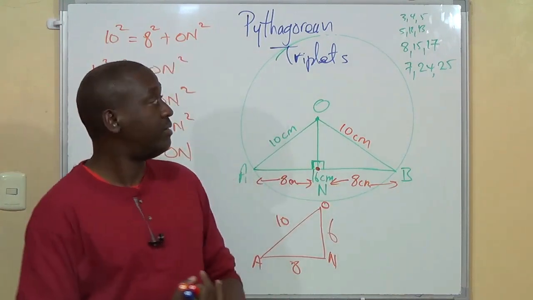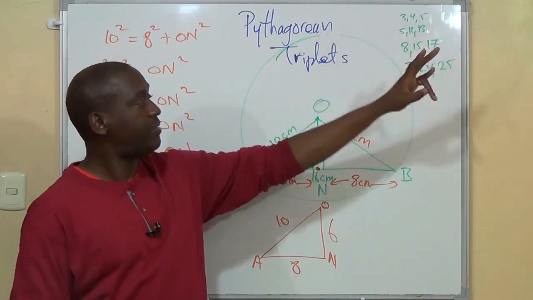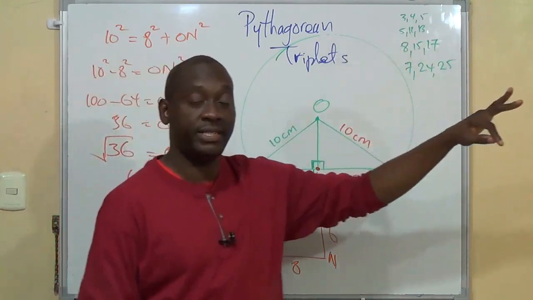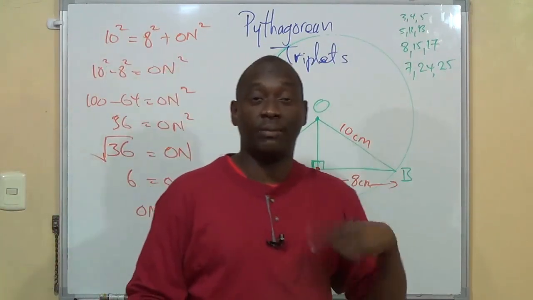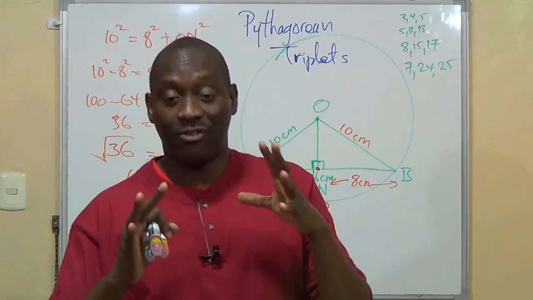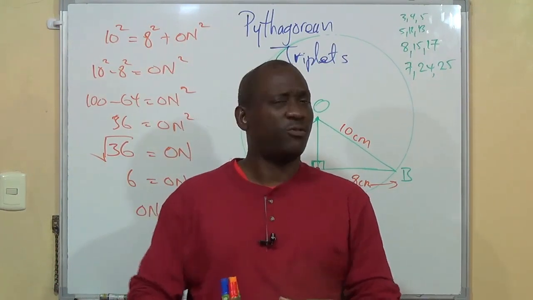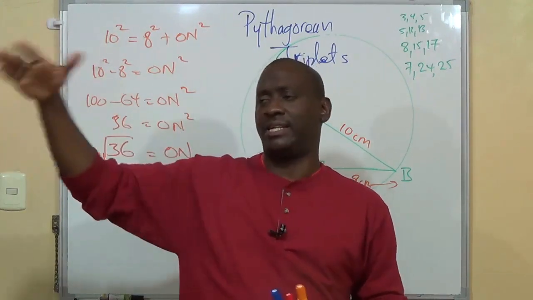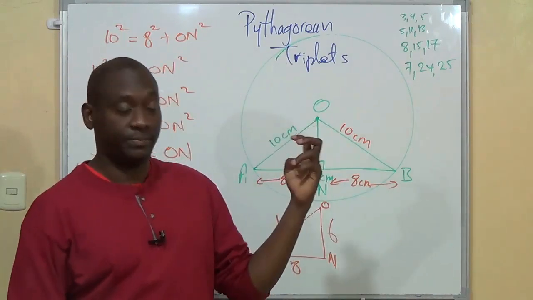So you have Pythagorean triplets. 3, 4, 5 is one, 5, 12, 13 is another one, 8, 15, 17 is another one, and 7, 24, 25 is another one. Let me call them out again, and you could write them down as the 4 that you need to know. That's 4 basic ones. There are a whole set after that you don't really need to know. These 4 you must know.